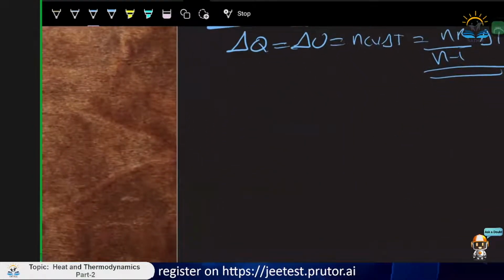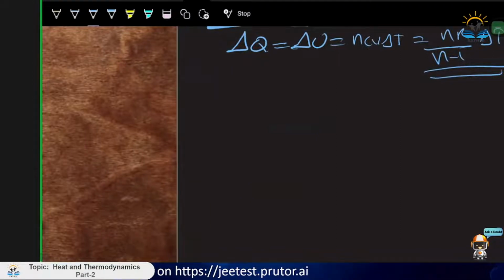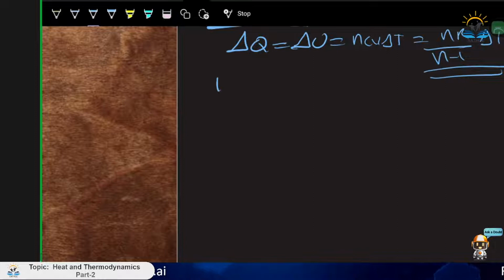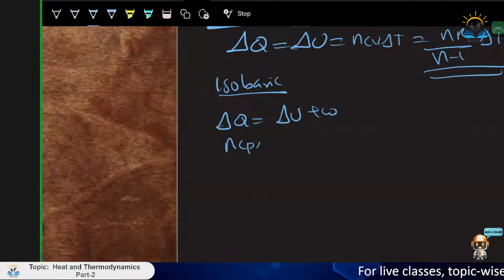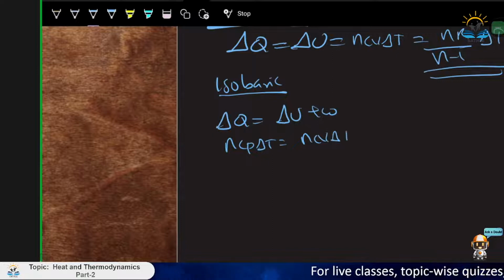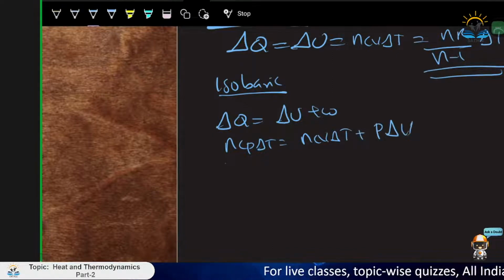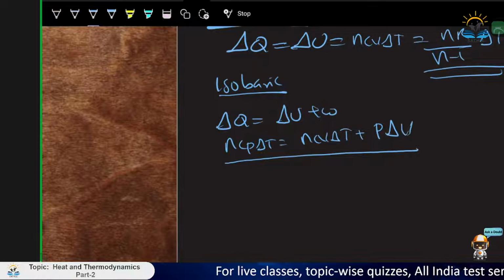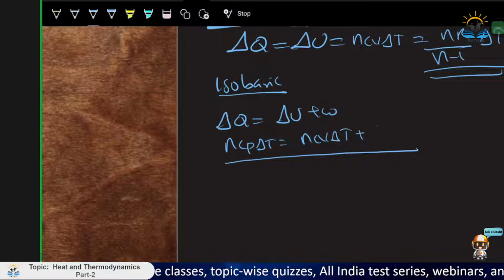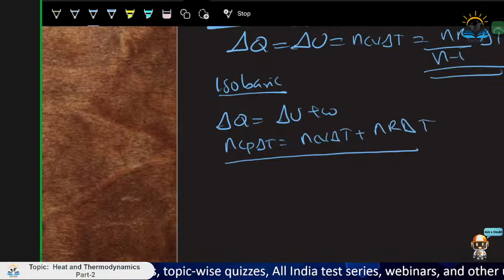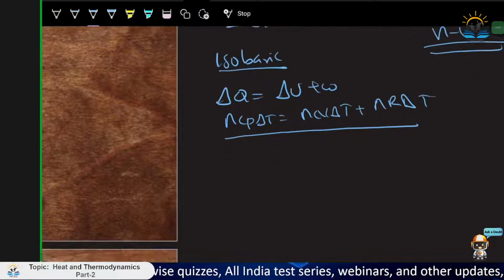So next one we want to know about is isobaric. In isobaric, I'm just writing the equation only. In isobaric, delta Q is equal to delta U plus W, which is nCV delta T plus P delta V. P delta V we can write as nR delta T. Okay, this is the relation in isobaric process.